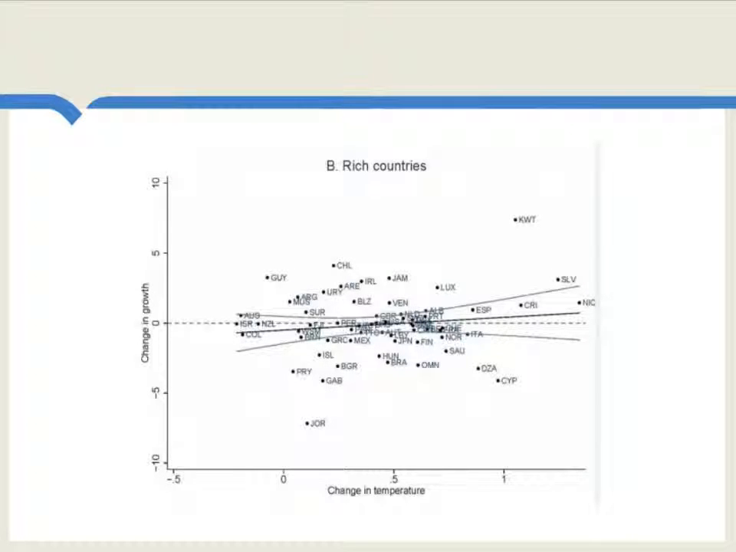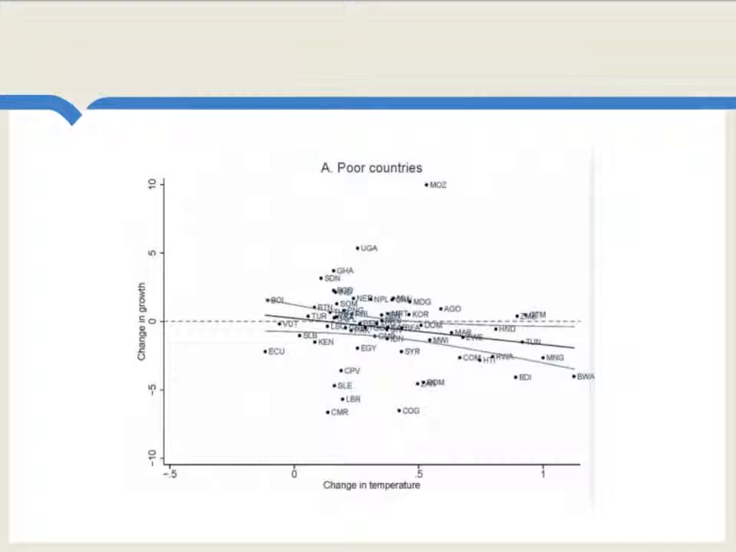Here's the picture for wealthy countries. On the horizontal axis, we have change in temperature, and on the vertical axis, we have change in economic growth. And as you can see, it's pretty scattershot, hard to find a clear correlation. Again, that's for rich countries.